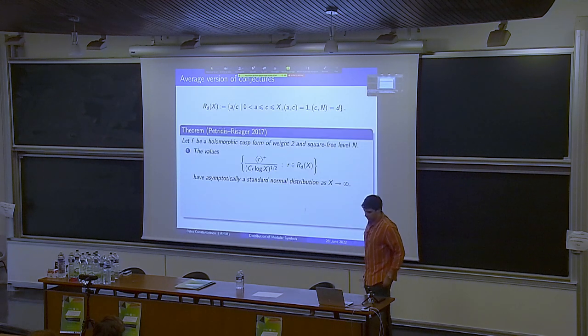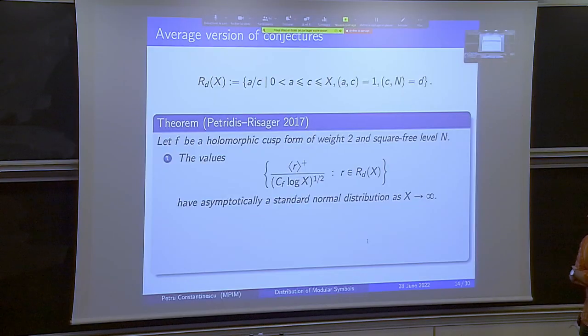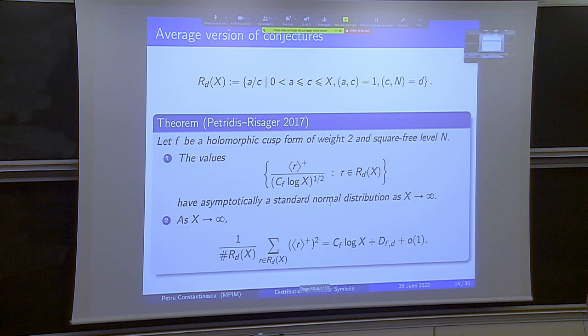So this is a theorem of Petridis and Risager from 2017. And they actually showed that these values in this larger set are normally distributed for square-free level. So with the renormalizing constant as we expect, over this larger set we have a normal distribution. And they also proved the conjecture about the variance, or the second moment of them. It behaves like a constant times log X, plus this constant depending on the level.